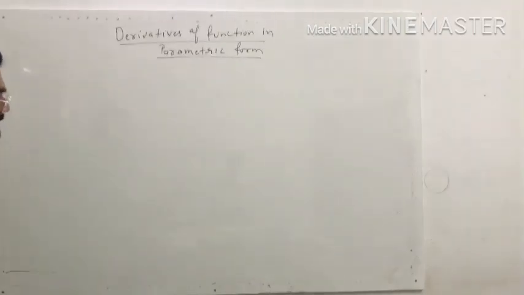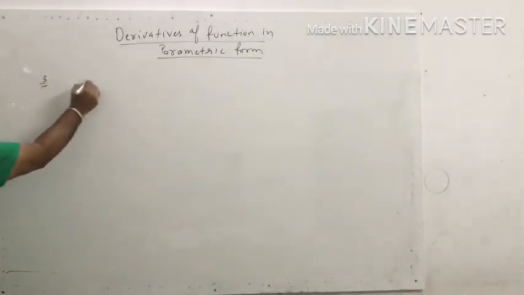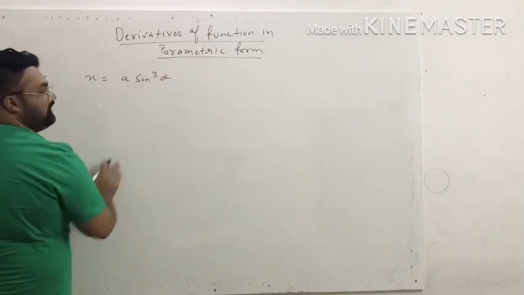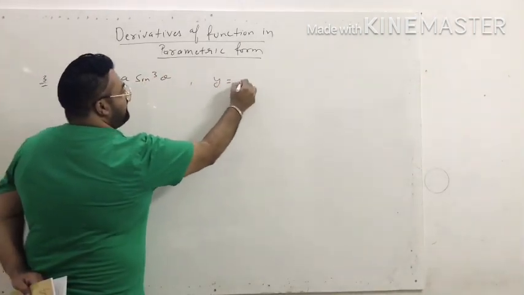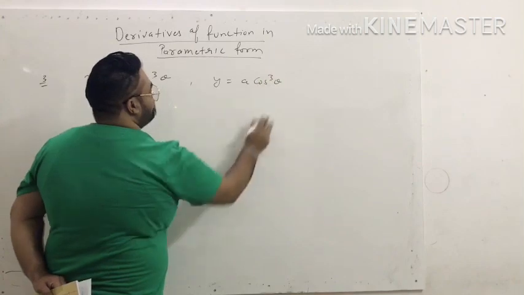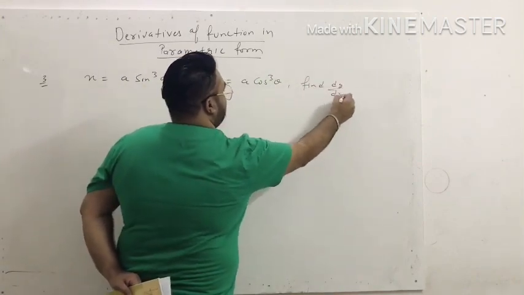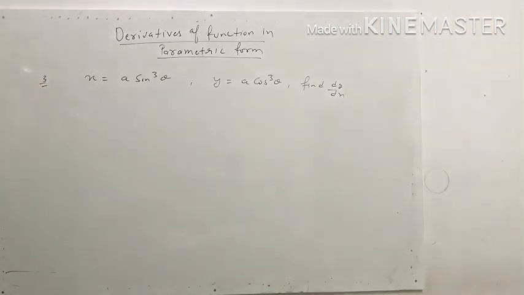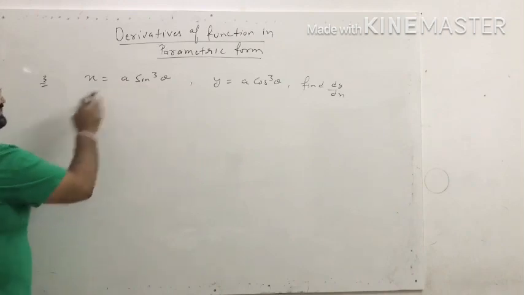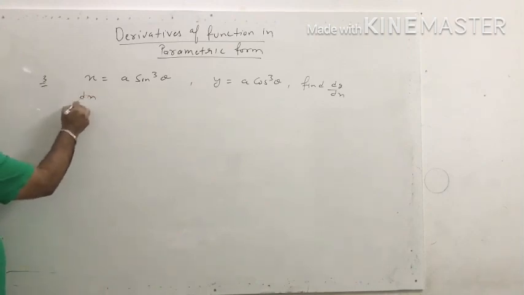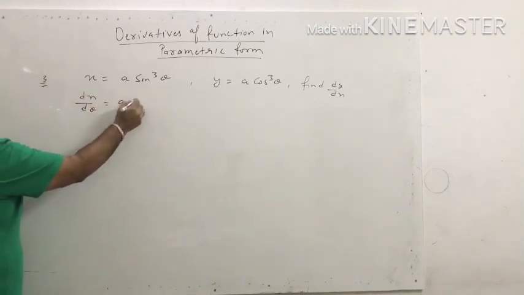The third question is x equals a sin cube theta, y equals a cos cube theta. Find dy upon dx. The third example, parametric form. Now x equals a sin cube theta. Again we take the derivative of x with respect to theta. So dx upon d theta, a is constant.